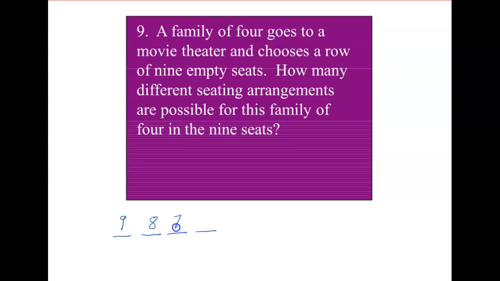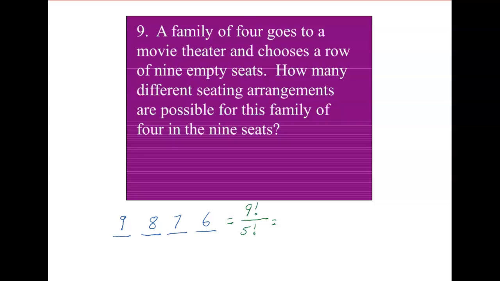Carly would have 7, and Max would have 6. So then you could pick up your calculator and type that in. Like the previous problem, some people say, could I write that as 9 factorial over 5 factorial? And the answer to that question is yes.